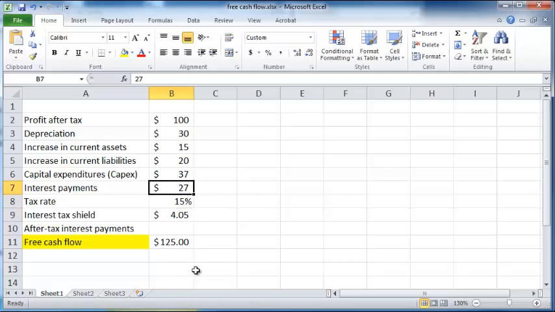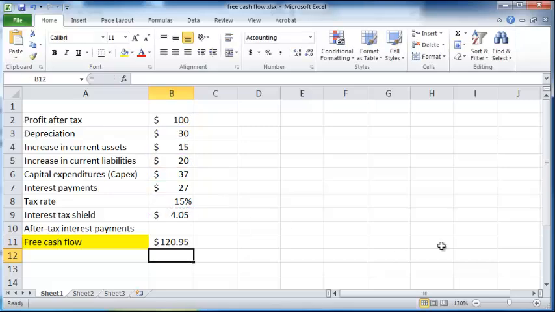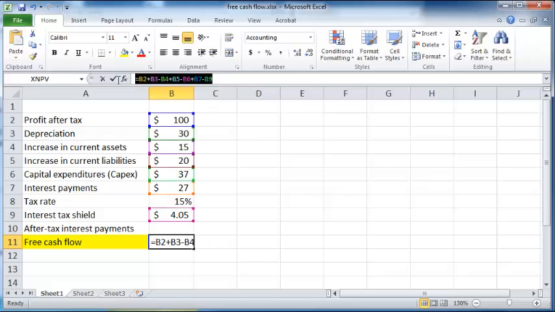So if we are going to pretend that there is no interest payment, we also have to pretend that the company never received this interest tax shield as part of its business. So we need to actually then subtract the interest tax shield as well to arrive at a free cash flow of $120.95.